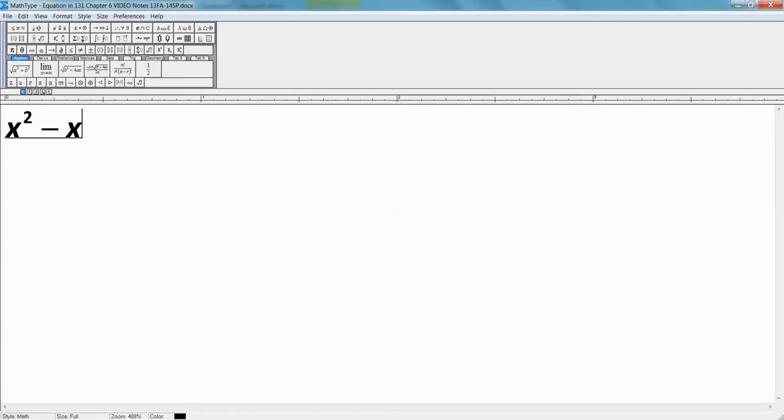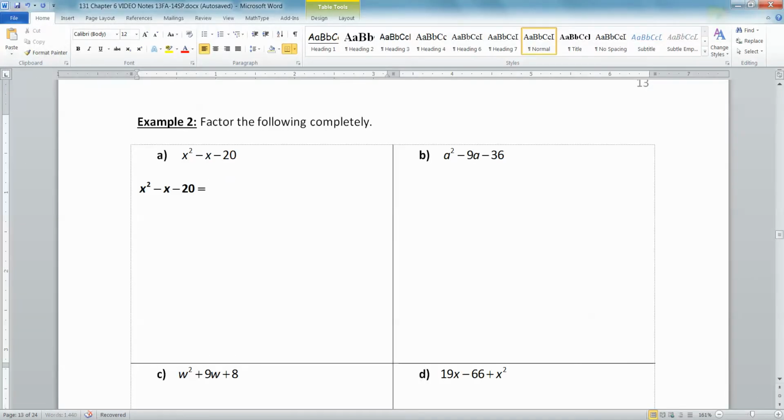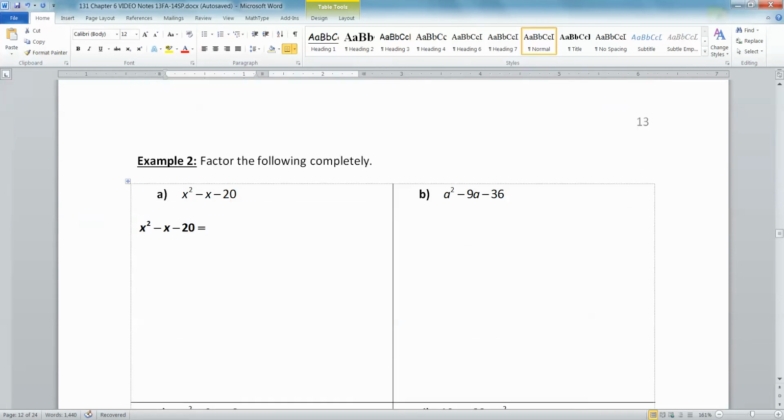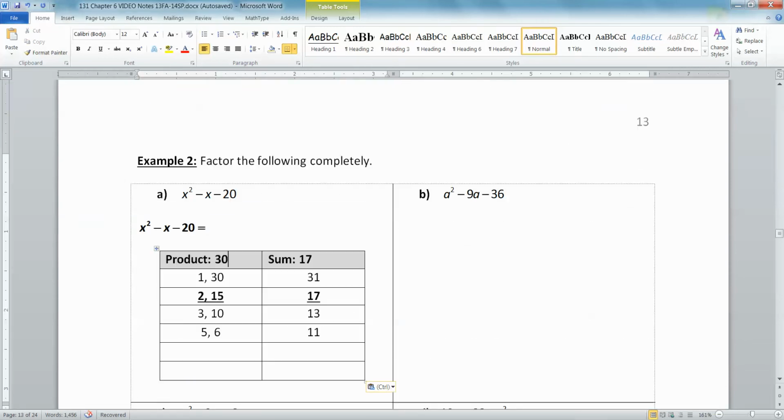x squared minus x minus 20, right? So I need numbers, and of course, you can just write these on your paper. That's what you would do, right? So you need a product of negative 20, but you need a sum of negative 1. There's a 1 there because you don't see anything. Okay, so I need numbers that multiply to negative 20. How about 1? Well, it's negative, right? So 1 and negative 20.